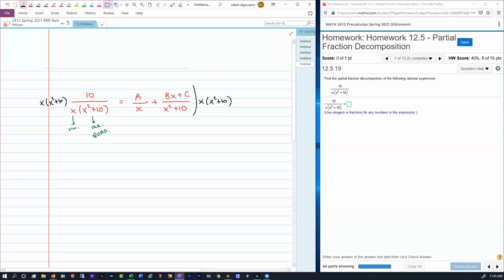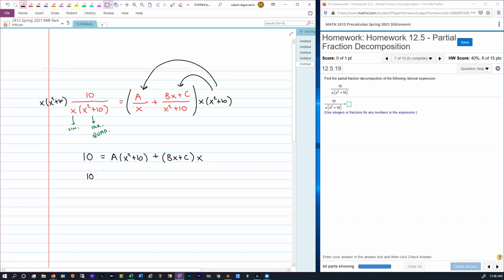All right. On the left side, I just get 10. On the right side, when I distribute here, the x's cancel, so I have the a, and I still have x squared plus 10. Then with the second multiplication, the x squared plus 10's cancel, so I still have the bx plus c, and I have x.